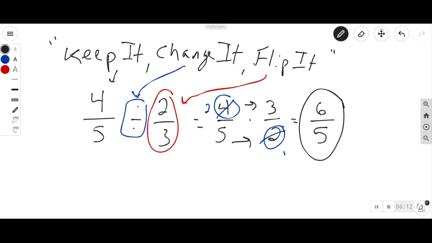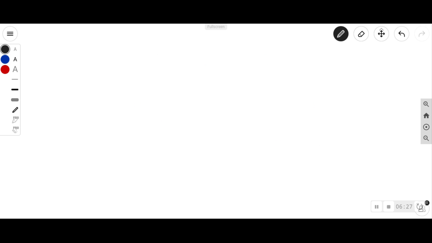You can't actually do the division. You've got to make it a multiply problem, which means you're going to multiply by the reciprocal. It's called a multiplicative inverse. So we're going to keep it, change it, flip it. Let's look at another one.